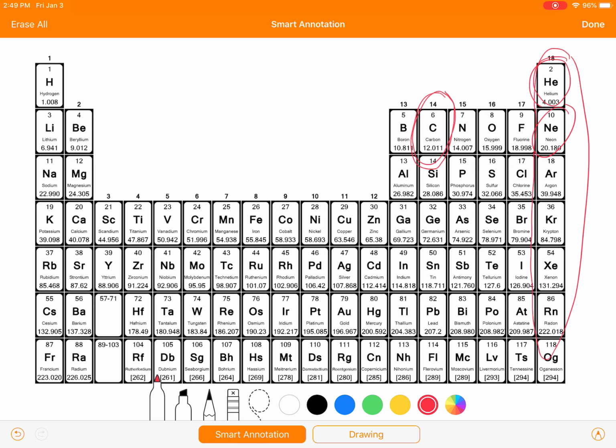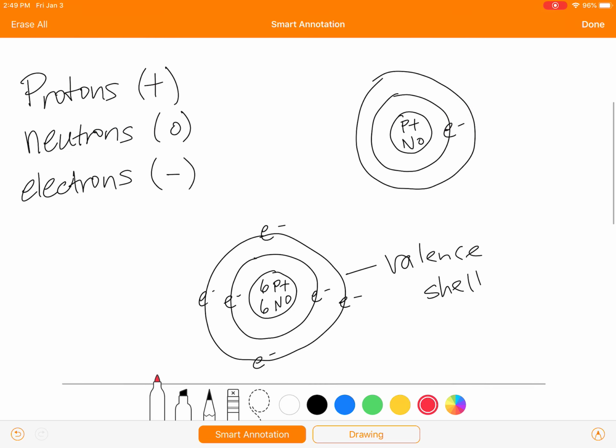But keep in mind that if the outer valence shell is not full, does not have 2 electrons in the first shell or 8 in any shell after that, then it is considered a reactive element. And that means it's going to be trying to form bonds with other elements in order to help fill that outer shell. Okay, so I'm going to get into chemical bonding more in another video.